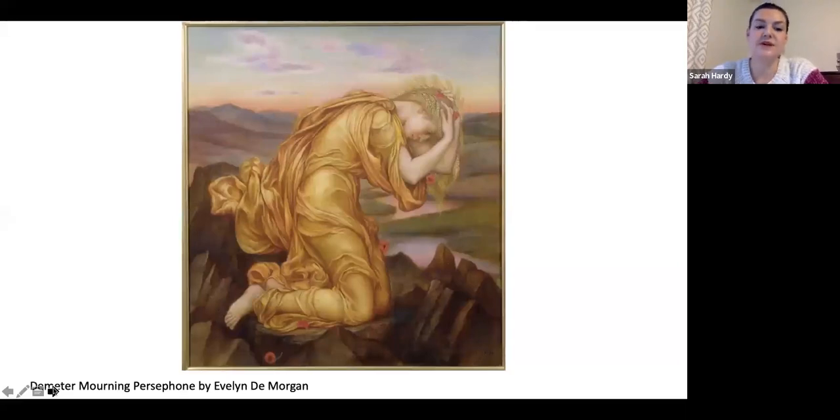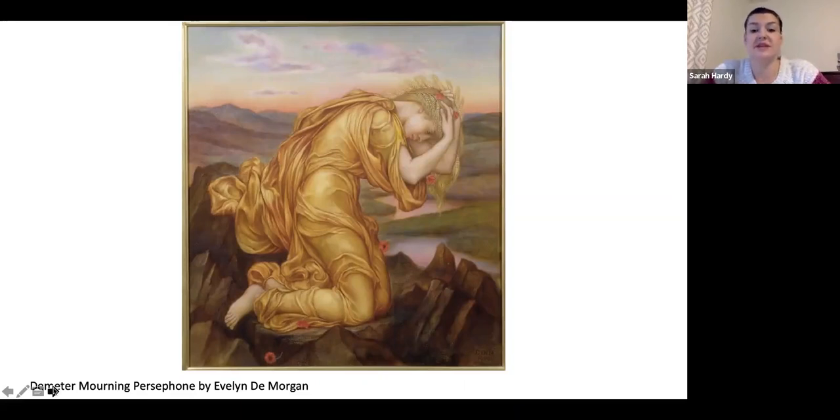The autumn was also used by her to depict some mythological subjects. So they were a huge source of inspiration for her paintings, and she continued to tackle mythological subjects throughout her career. Here we have a painting from 1906 called Demeter Mourning for Persephone.